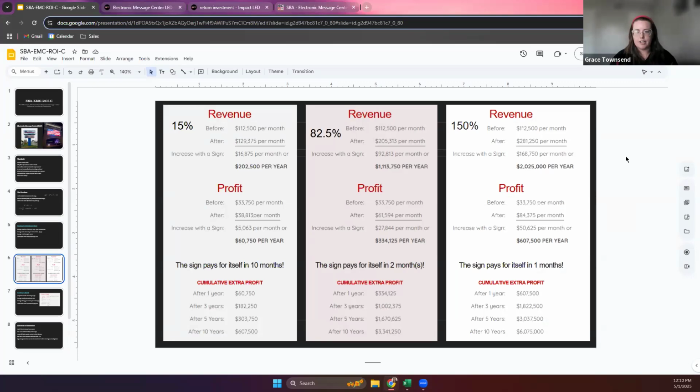If they're in an untapped market, a growing market, they're more likely to see higher return on their investment just because they're now reaching out to a larger community and they're going to see more eyes drawn to that sign. As well as if they use the EMC to its fullest potential, they're more likely to see a higher return on their investment. That's some dynamic graphics, some community outreach information, celebrating of local sports teams, focusing on specific business incentives or specials for the business.